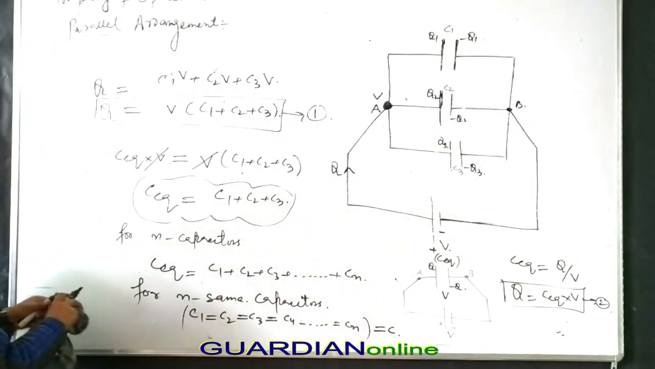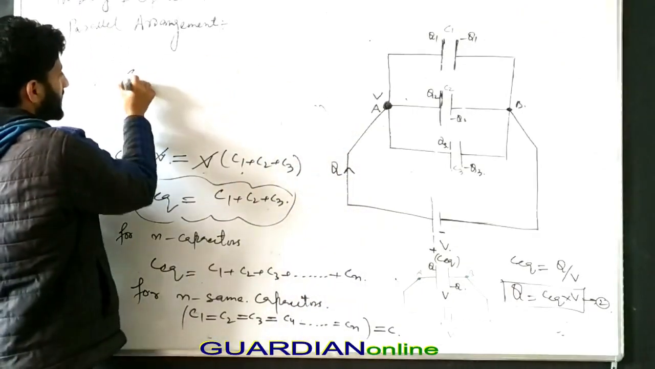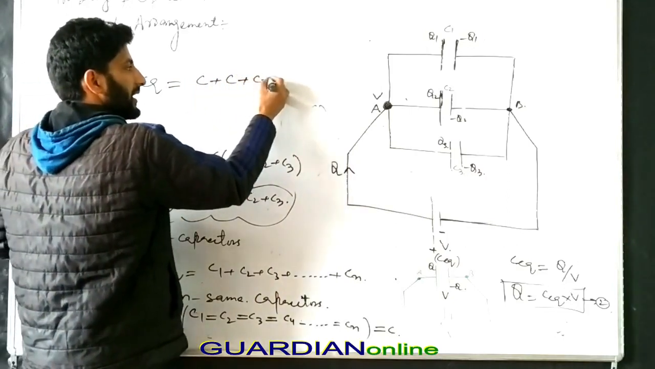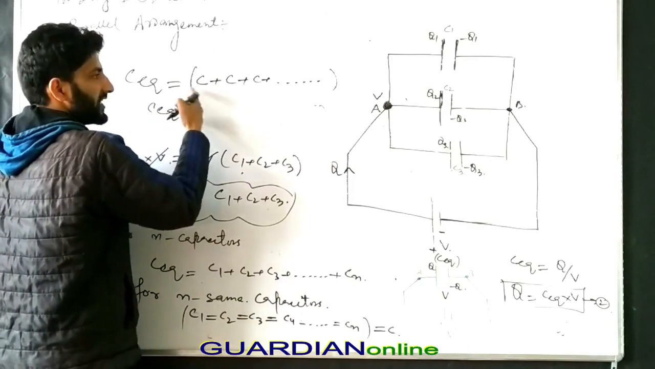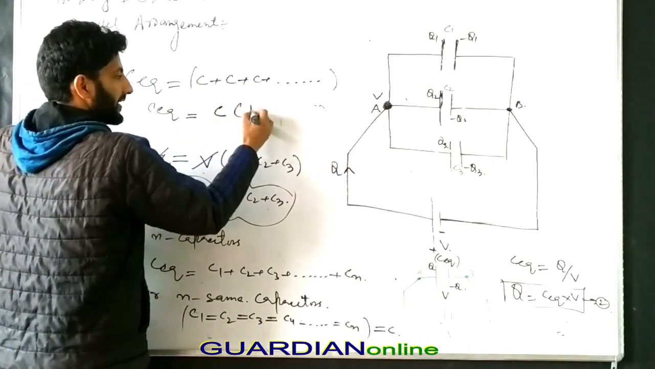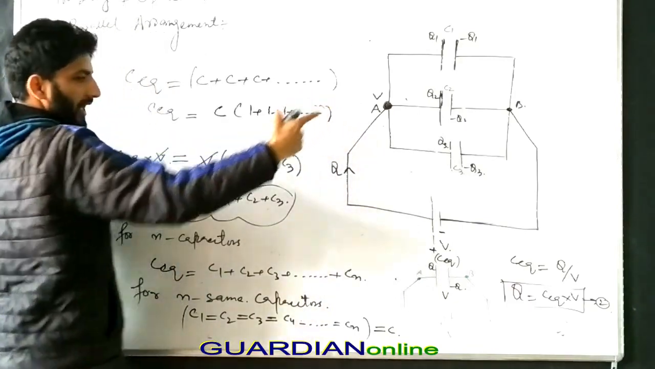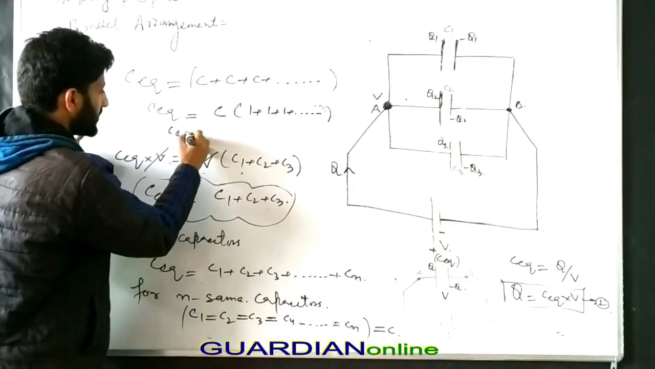Now, the result is put in: C equivalent equals C plus C plus C plus dash up to N. Now, taking C common, this is 1 plus 1 plus dash. If 1 is added N times, then C equivalent equals C into N.